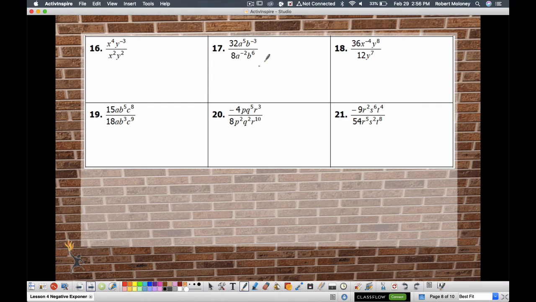A little bit more information, larger problem, still treated the same way. 32 divided by 8 is 4. 5 minus negative 2 gives me a to the 7th. Negative 3 minus 6 gives me negative 9, which puts b to the 9th right there.